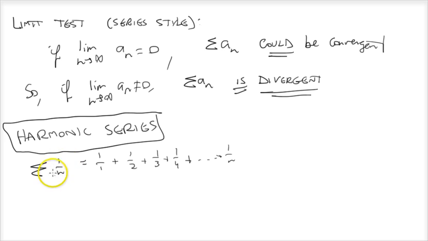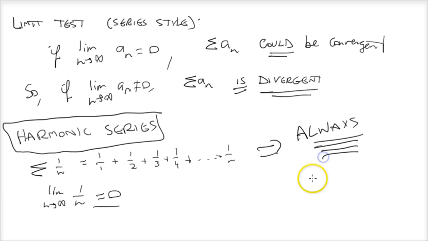So we'd have to take the limit of the series inside, 1 over n. So the limit as n approaches infinity of 1 over n is 0. Well, it's inconclusive. We don't know if it's divergent. We don't know if it's convergent. I will tell you, though, the harmonic series always diverges.